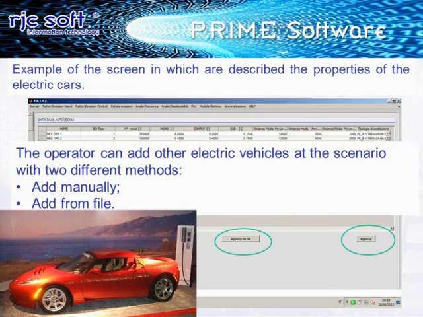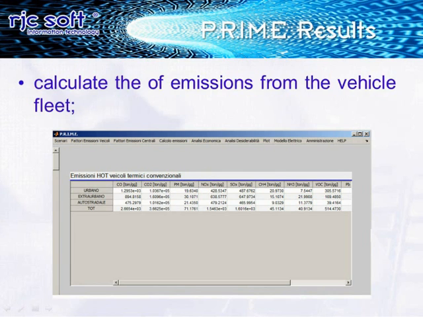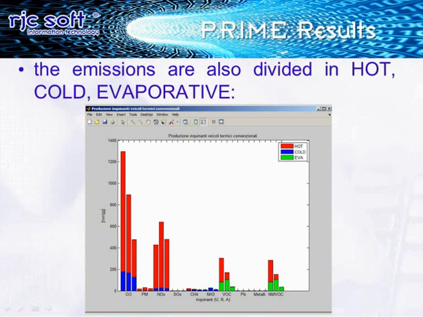The users can modify the present characteristics and also add other types of electric vehicles, providing all the required specifications. To add new electric vehicles, the operators can use different methods: add manually or add from file. The software can calculate many of the scenario's characteristics. As an example, on this slide and on the following ones, we report some of the results.